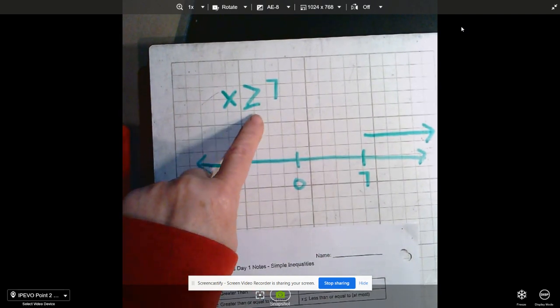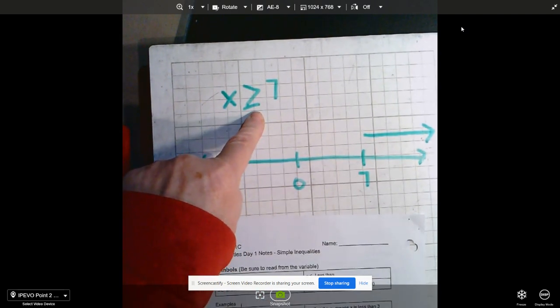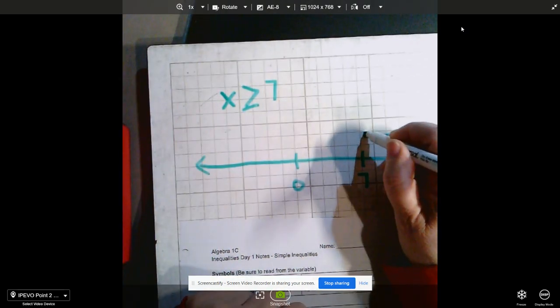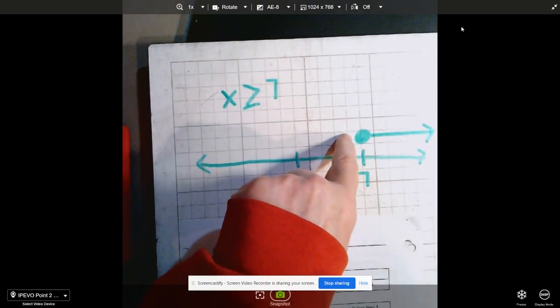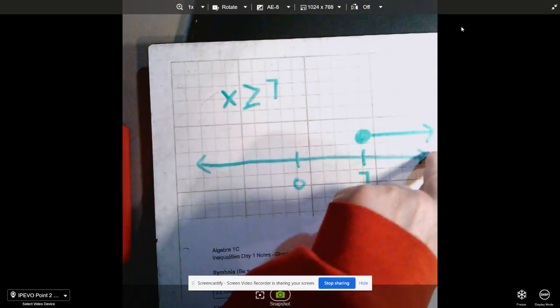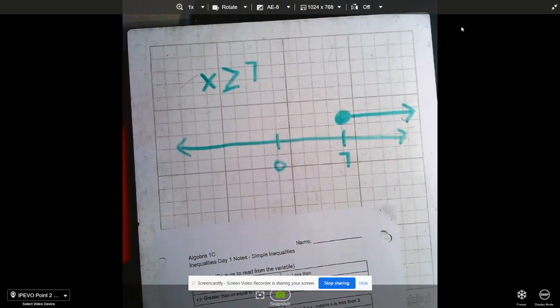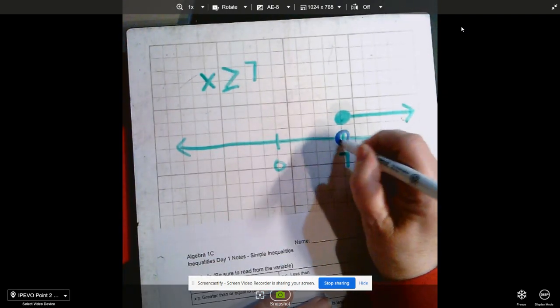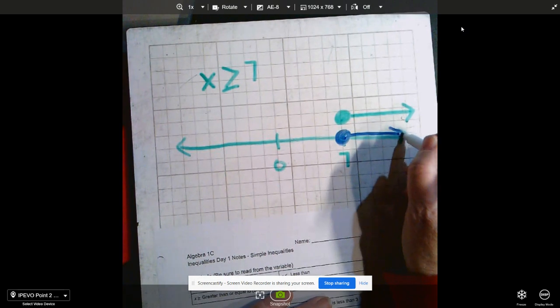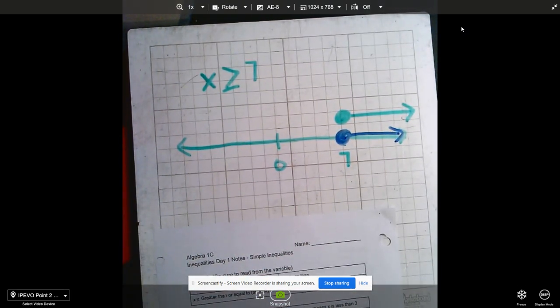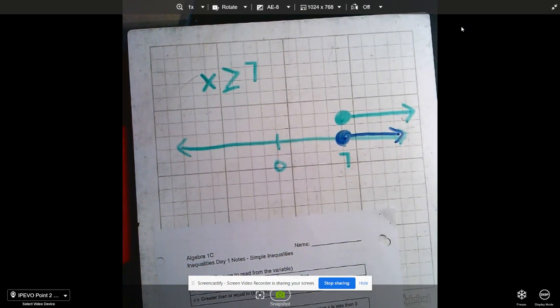And then you have to decide, well, is it greater than or equal to? So it's greater than or equal to. So you're going to have a colored dot because that means it could also be equal to 7, and going this way. Now, sometimes people put it right here on their number line, which is fine as well. I just thought it was a little bit easier to see since I had a green marker, to put it a little bit above, but either way, it would be the same thing.